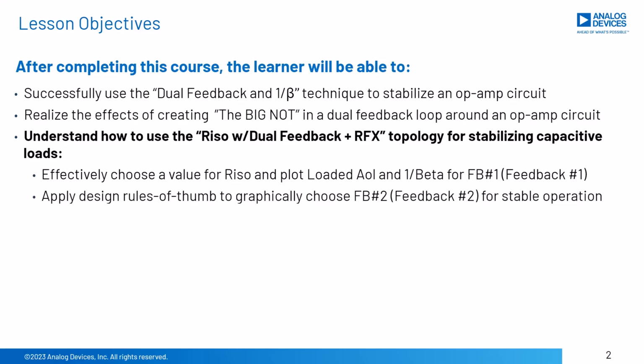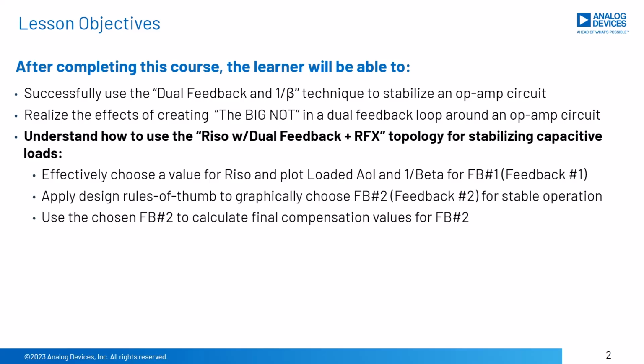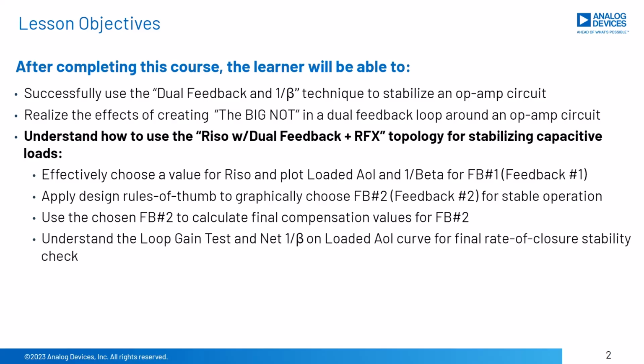Apply design rules of thumb to graphically choose feedback loop number 2 for stable operation. Use the chosen feedback loop number 2 to calculate final compensation values for feedback loop number 2. Understand the loop gain test and net 1/beta on the loaded AOL curve for final rate of closure stability check.